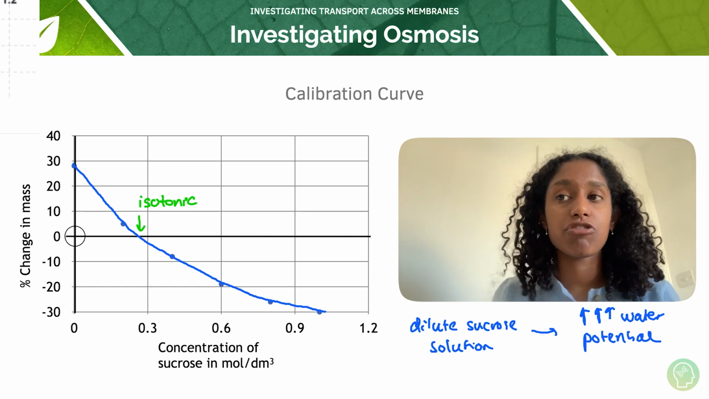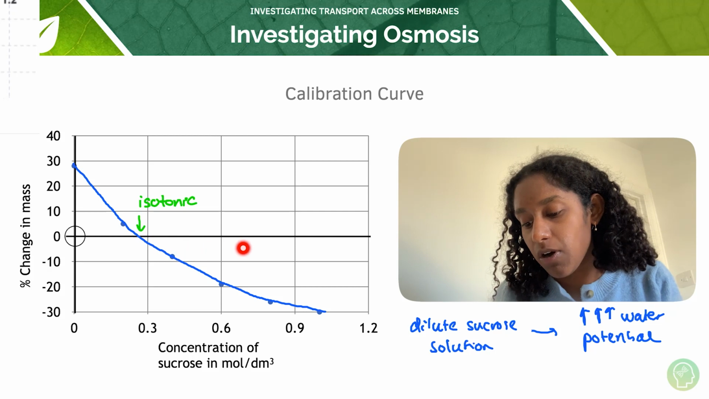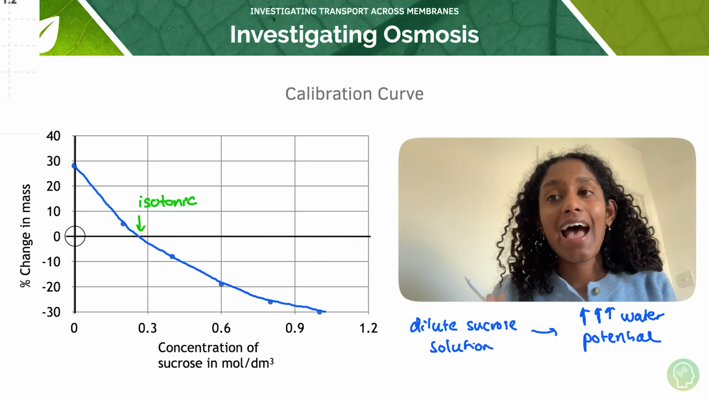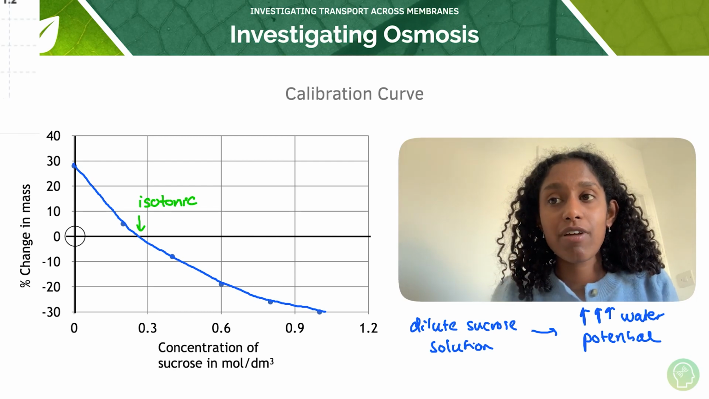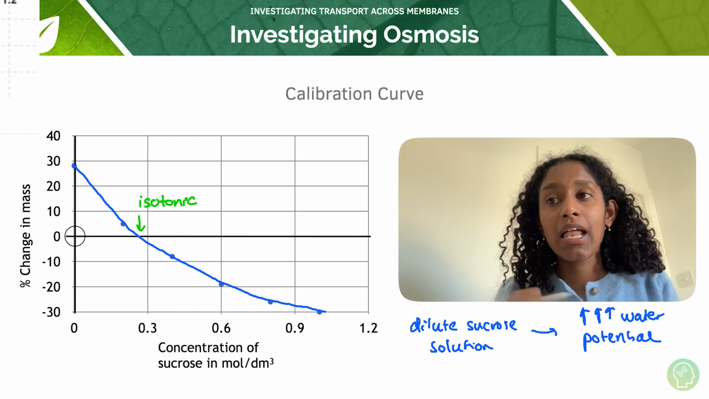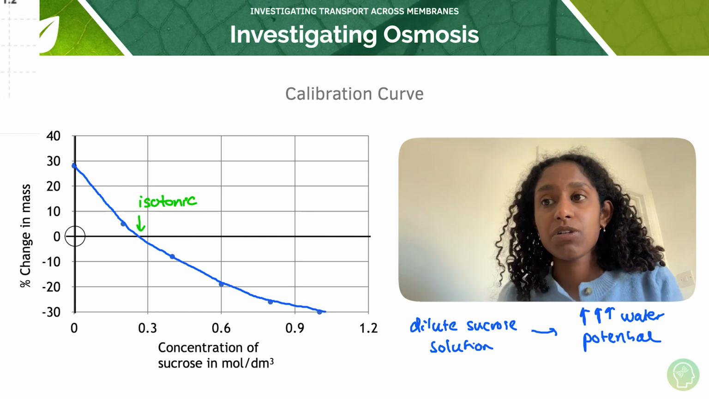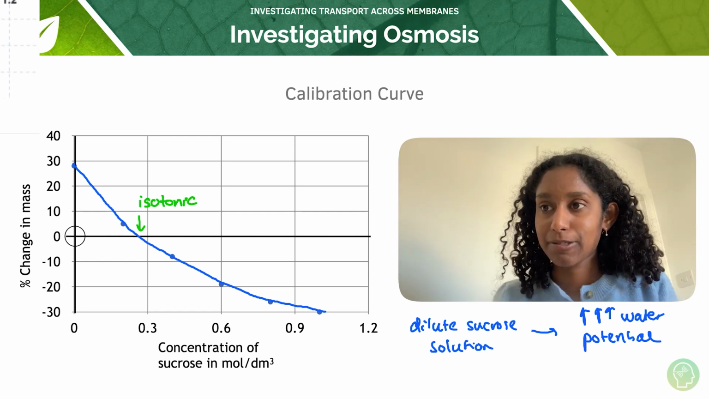And then the same is true vice versa. So in concentrated sucrose solutions, which is this part of the graph here, we have water moving out of the potato, because remember, water is going to move from the higher water potential in the potato to the lower water potential outside the potato in our sucrose solution. So the potato will decrease in mass.